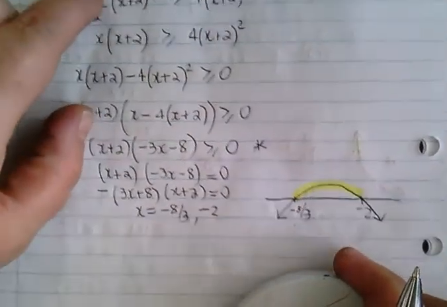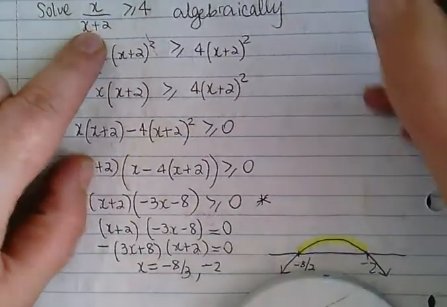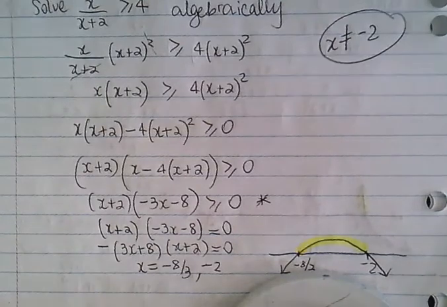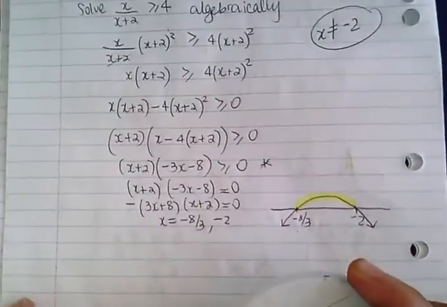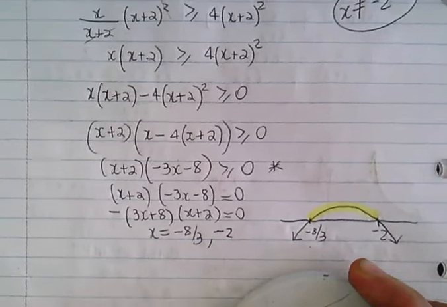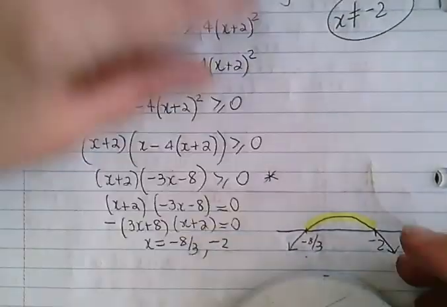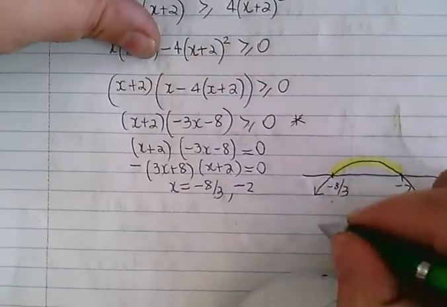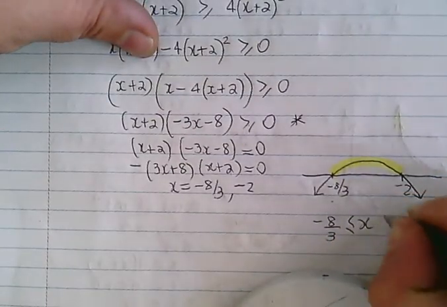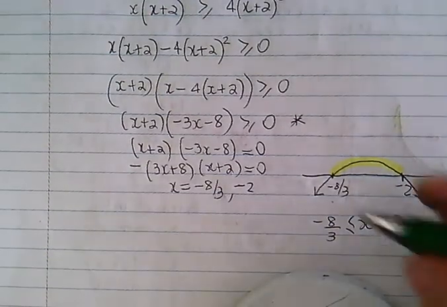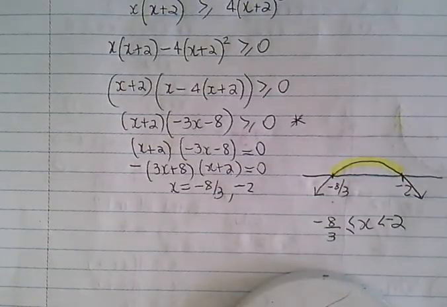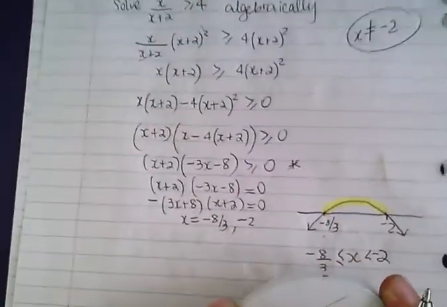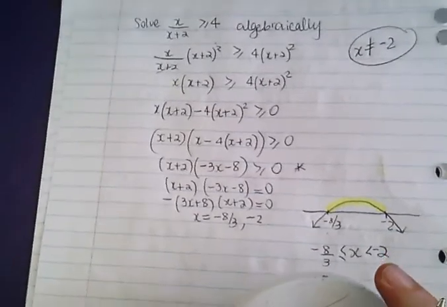Look at the original question. What do I write? x cannot equal negative 2. That's important. So where's your solution? Between negative 8 on 3. Do I put an equal for that one? Negative 8 on 3 less than or equal to x less than negative 2. No equals, sorry, for the negative 2. Not equal to negative 2, please.